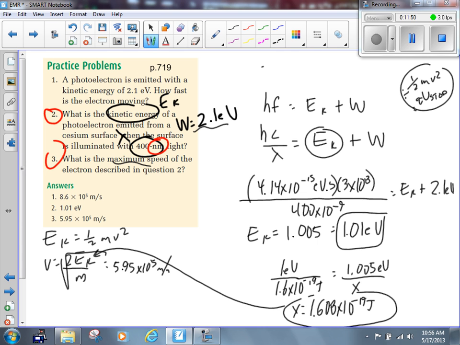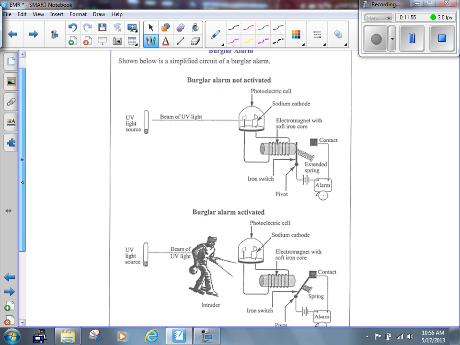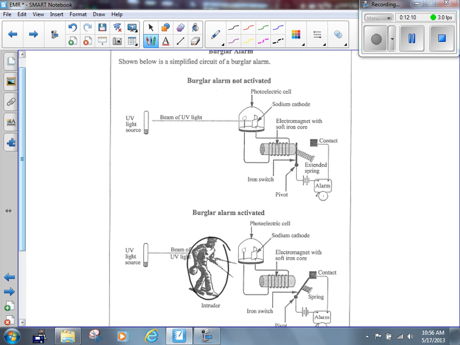All right, what I'd like you to do right now, please, is just take a look up at the board, at the diagram that you see there. It's a rough sketch of a simplified version of a burglar alarm. The first picture you see is when the burglar alarm is not activated. The second picture, you've got this burglar, Edward Scissorhands burglar, that's interrupting the beam of UV light and causing the burglar alarm to go off.